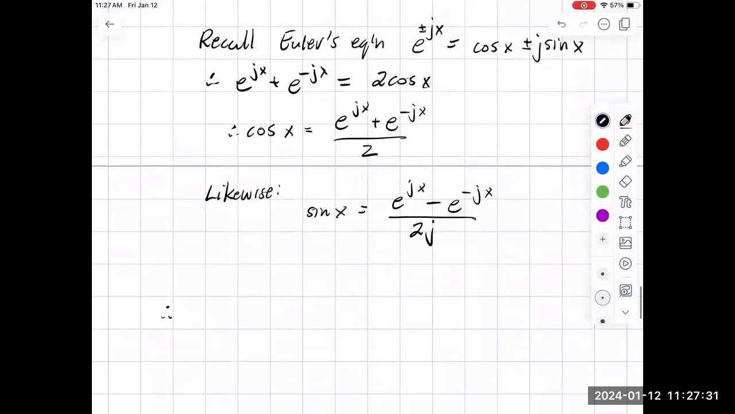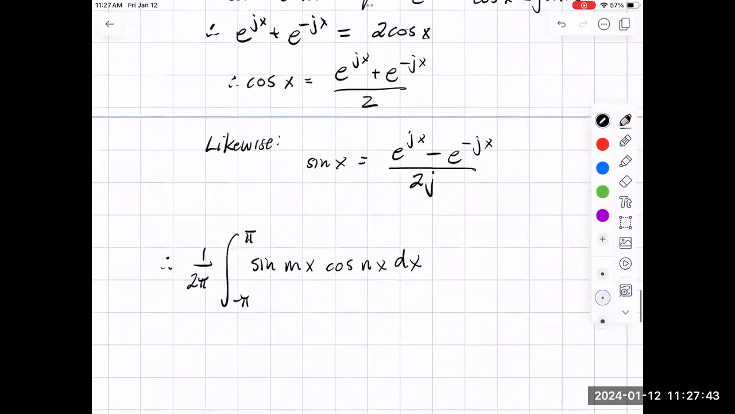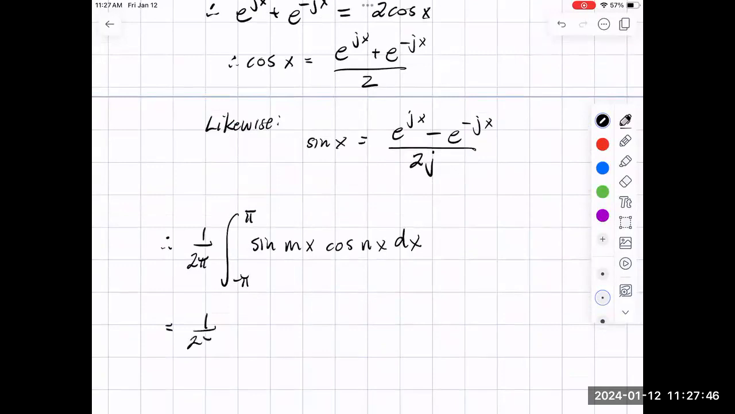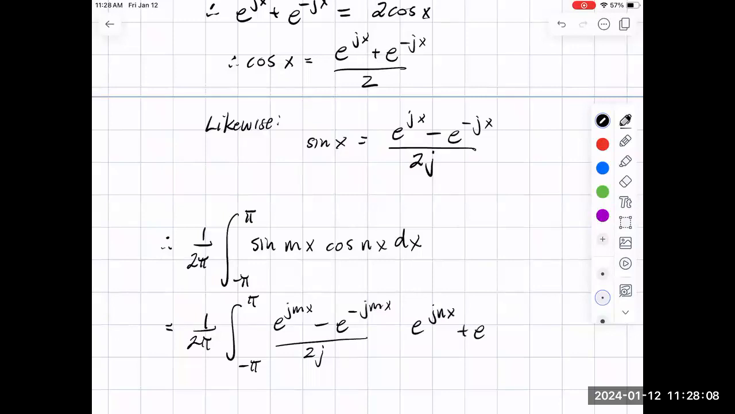All right, so therefore, 1 over 2 pi, the integral from minus pi to pi of sine mx cos nx is going to be what? 1 over 2 pi integral minus pi to pi. We're going to have e to the j mx minus e to the minus j mx divided by 2j. That's the sine mx. Then we'd have e to the j nx plus e to the minus j nx divided by 2. And that's the cosine.